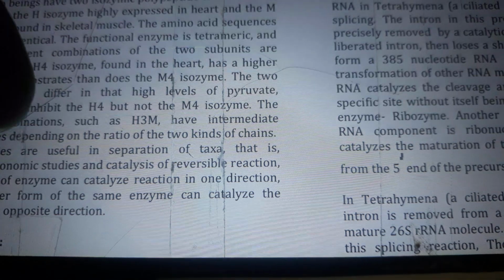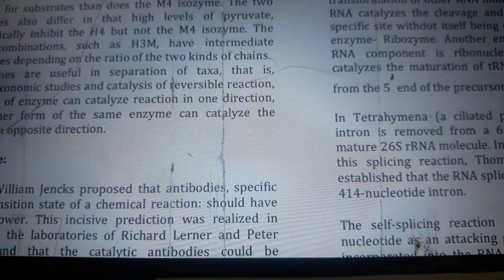The H4 isozyme found in the heart has a higher affinity for substrates than does the M4 isozyme. The two isozymes also differ in that high levels of pyruvate allosterically inhibit the H4 but not the M4 isozyme. The other combinations, such as H3M, have intermediate properties depending on the ratio of the two kinds of chains.